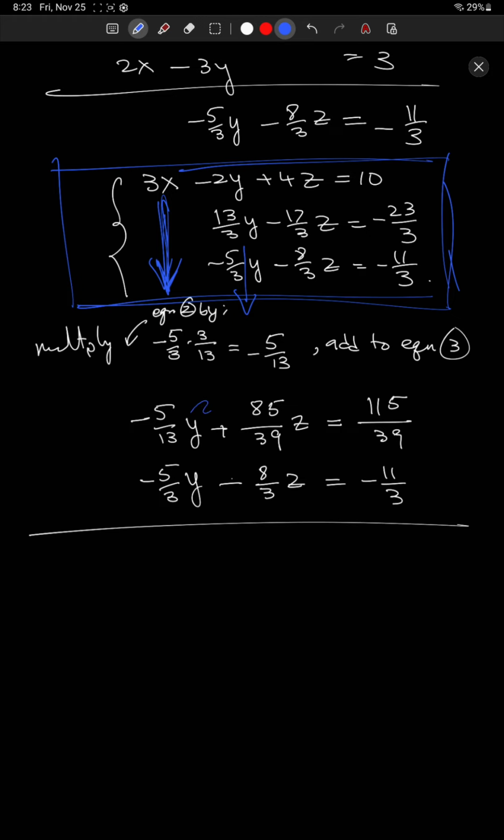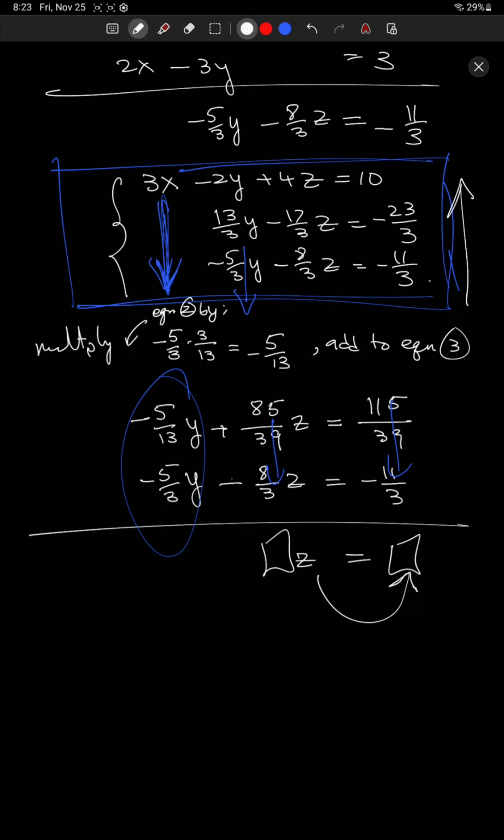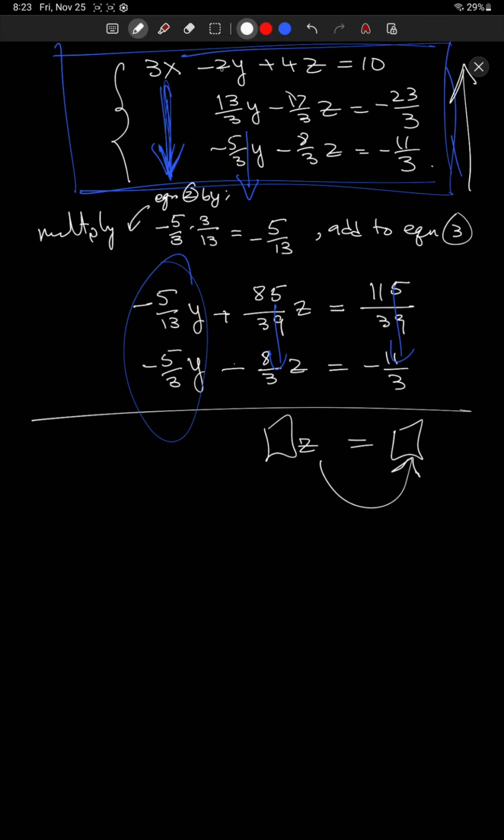But the important feature is that these two guys will cancel. So when I add these together, I'm only going to end up with z's, right? Something z equals something. And so that means I can solve for z. And once I've solved for z, I can solve for y. Once I've solved for y, I can solve for x, doing the back substitution procedure, right? On the last step. Okay, so that's the idea.